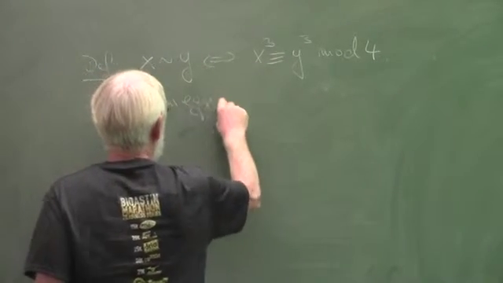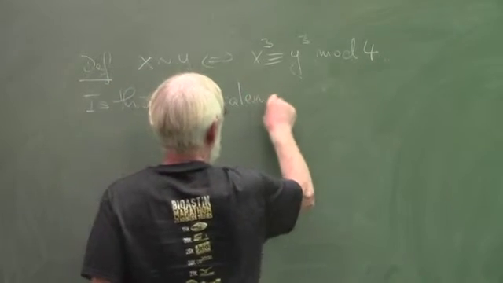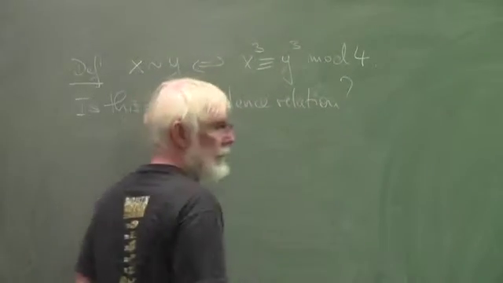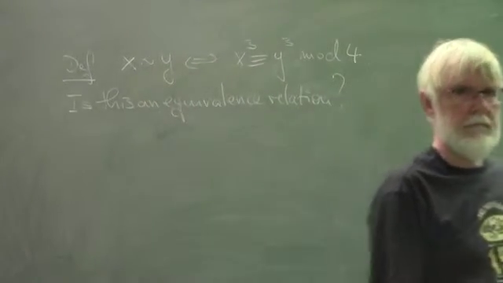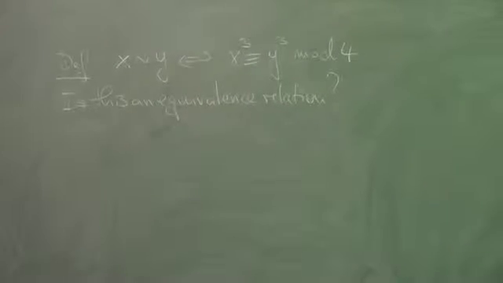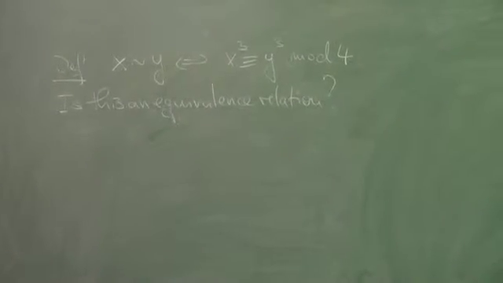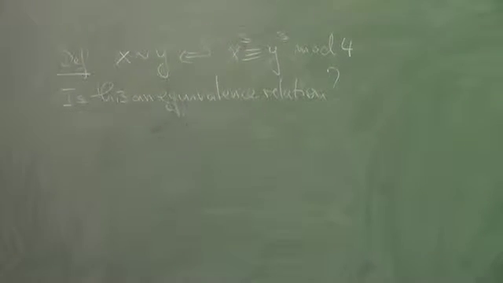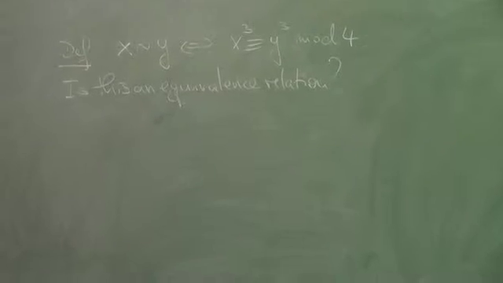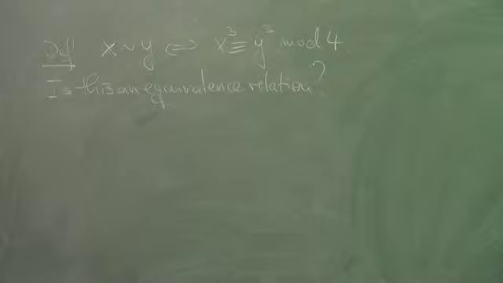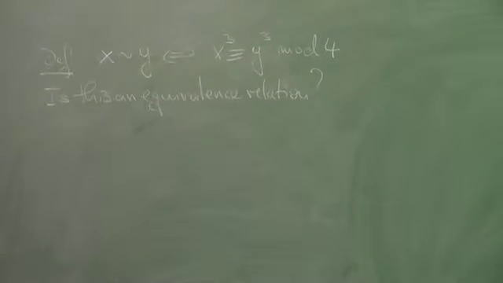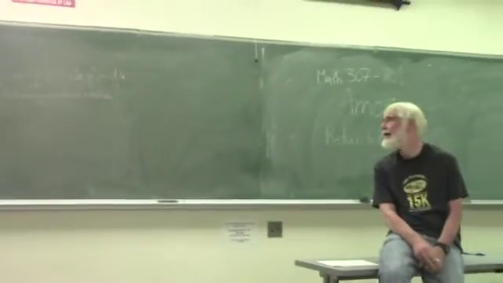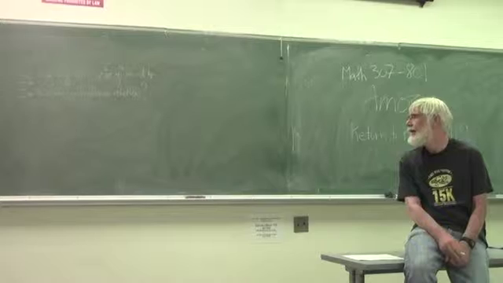Reflexive, symmetric and transitive. Yes or no? If you say yes, you're going to have to show it. It's the three properties. If you say no, I say give me a counterexample. No win, no winning. So, yes or no? Work through the three things and see if it works out, right?